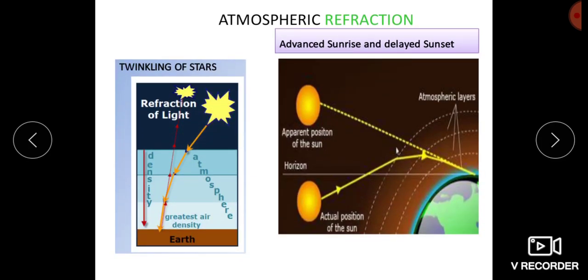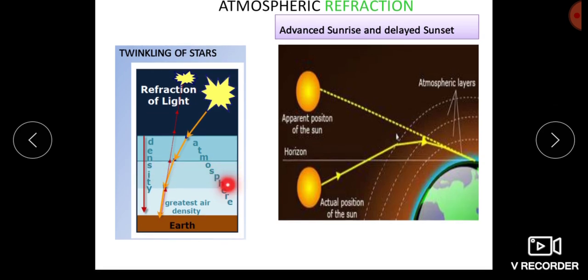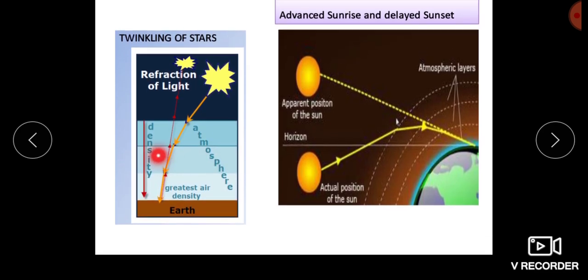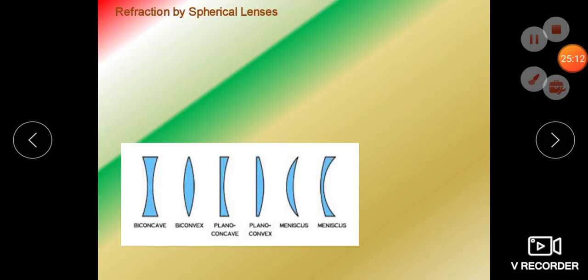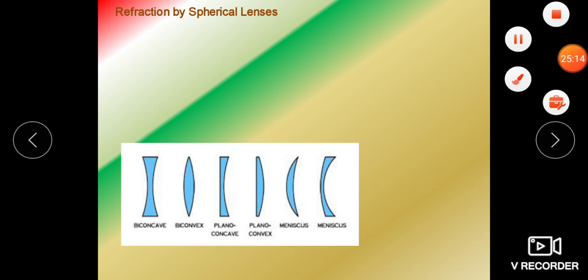So this makes the twinkling, because the layers of the atmosphere are not steady, constant or stationary. They fluctuate. Due to the fluctuation, there is a continuous flickering in the ray path of light. So this gives us the twinkling effect.